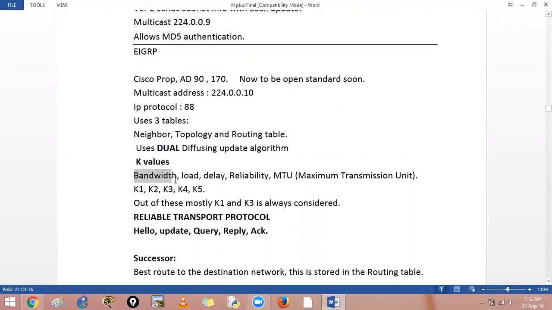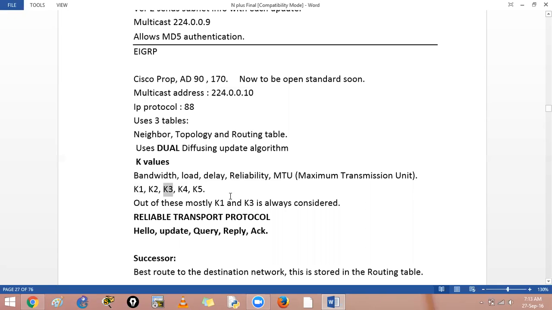OSPF understands the link bandwidth, but EIGRP understands 5 values: bandwidth, load, delay, reliability, and maximum transmission unit. These values are known as K values. So EIGRP can understand the bandwidth on a link, how much the link is being used, what the load on that link is, how much time it will take for a packet to reach and come back, you can say smooth round trip timer, how reliable the link is, how many times a flap has happened, and how heavy the data can be. Maximum transmission unit is usually 1500. So by default, EIGRP is tuned to use bandwidth and delay.